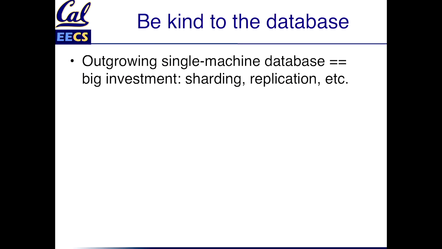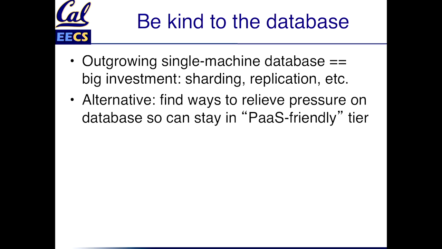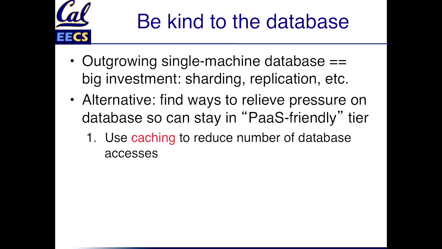And remember that the price of this is that if you outgrow the single machine database, you all of a sudden start having to manually deal with a lot of things that cause you to build new infrastructure. So whether you're doing sharding or having multiple copies of the database and turning master-slave replication on, that's one more thing you have to worry about. So how do we relieve the pressure on the database to avoid getting in that situation?